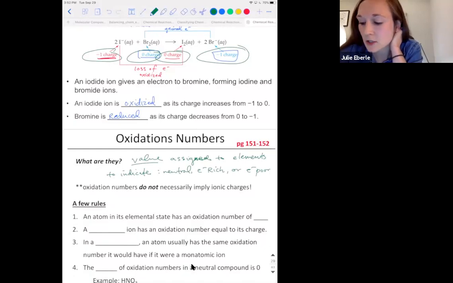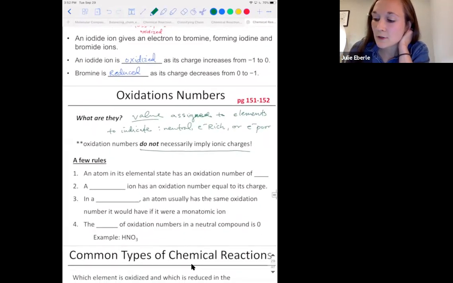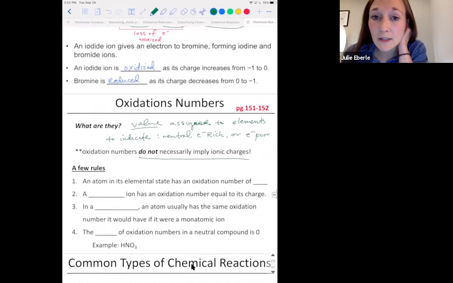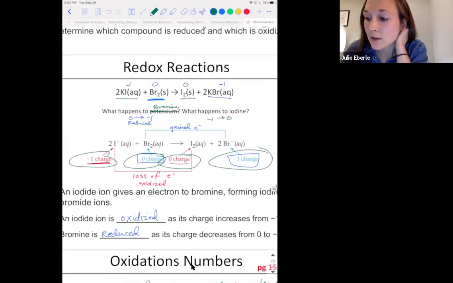So this is oxidation numbers. They do not necessarily imply ionic charges. They're very similar in most cases, but it's just a little bit nuanced. We have to think of them differently. So here are some rules, because the whole key to getting a redox reaction correct is doing what we did up here. See all these numbers? These are oxidation numbers. If you can assign these correctly, then you can do redox easy peasy.